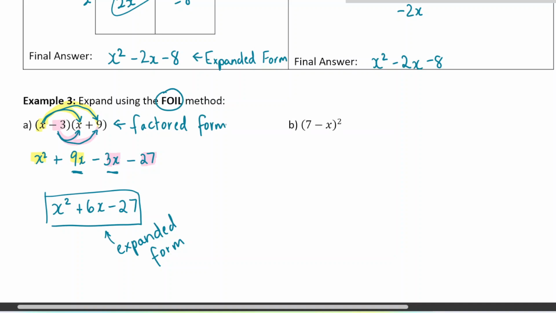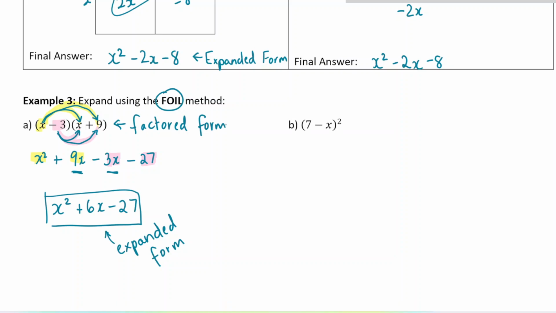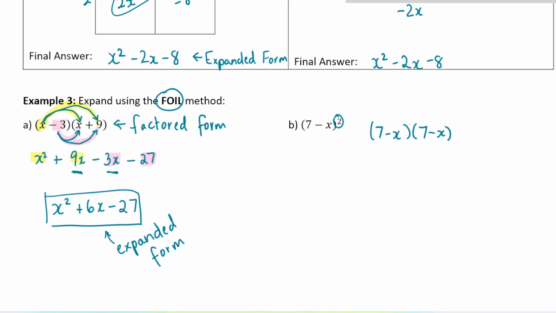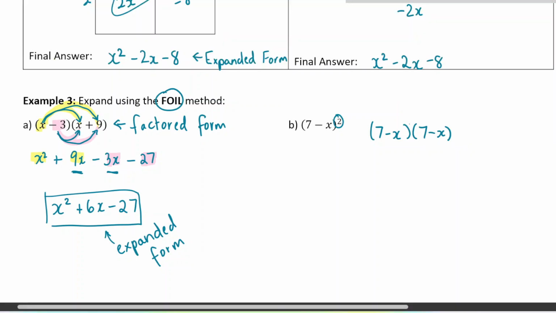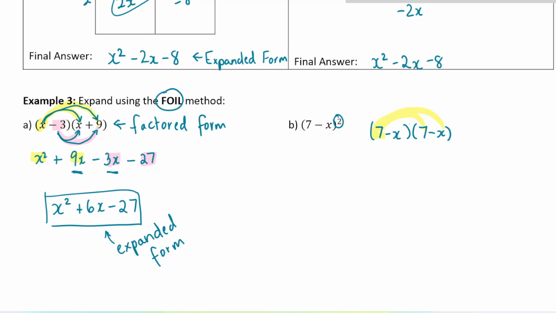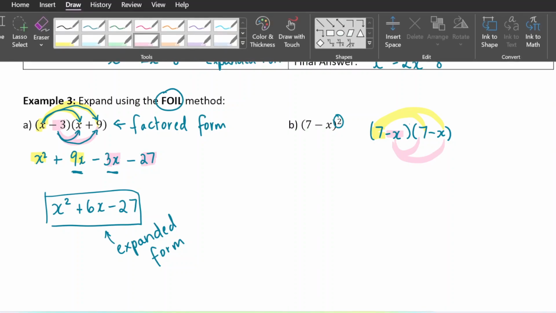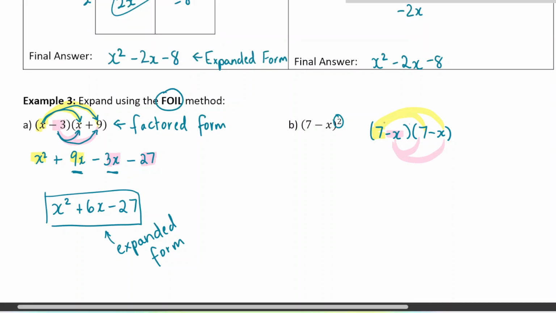Okay, the next one looks a little bit different. It says 7 minus x and then squared. So just a reminder, squared just means multiplied twice. So another way to write this would be 7 minus x times 7 minus x. So when you see a question like this, I would recommend to write it out, and then that way you can do your little visual FOIL method. So the 7s are going to get multiplied together, and then the x and the 7. And then same thing for the negative x is going to get multiplied to the 7 and to the negative x. Okay, let's draw our arrows.